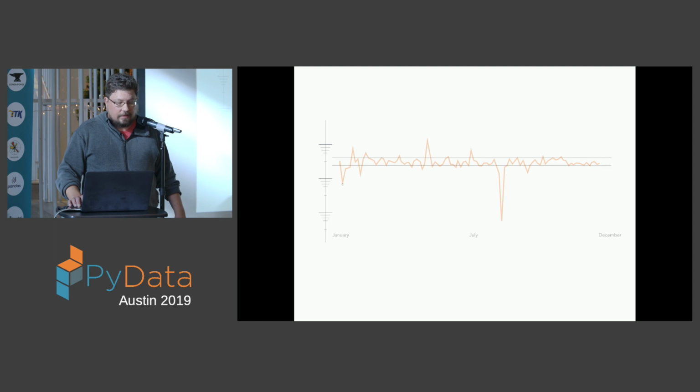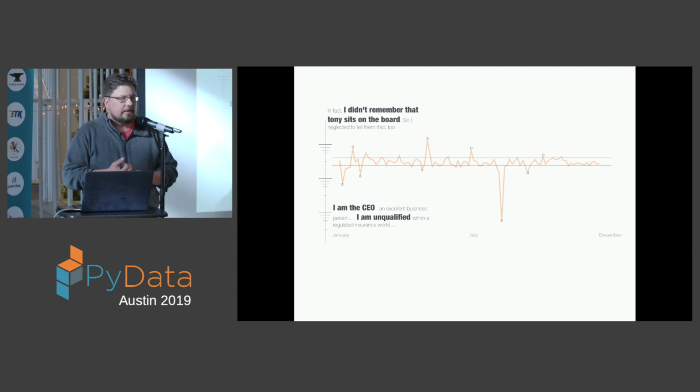And standard deviation leaves you with outliers. So this is when the communication style in the emails is outside of her normal range given this measurement. And then we can look into the emails that are driving the fact that it's out of range. "I am the CEO, an excellent business person. I am unqualified within a regulated insurance world. In fact, I didn't remember that Tony sits on a board." So here's a CEO that thinks she's unqualified and forgets who somebody on the board is.